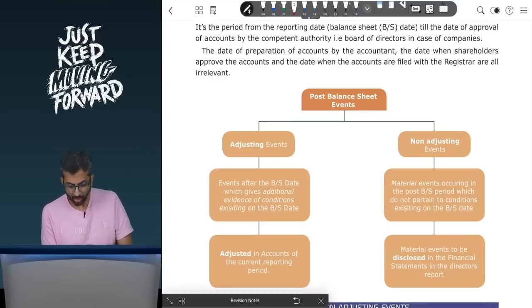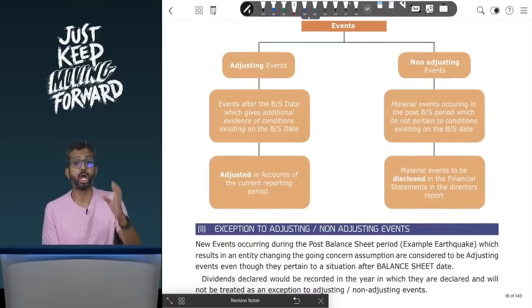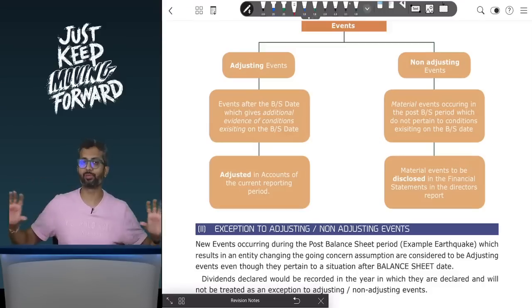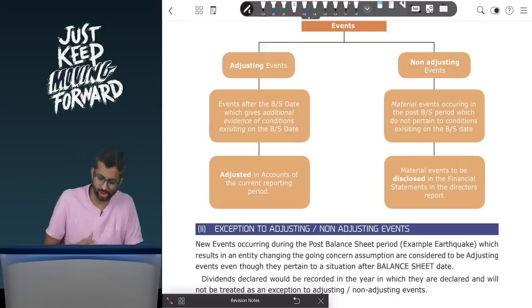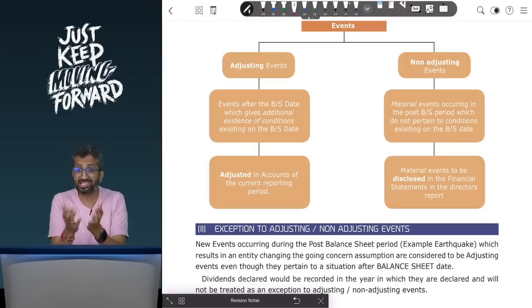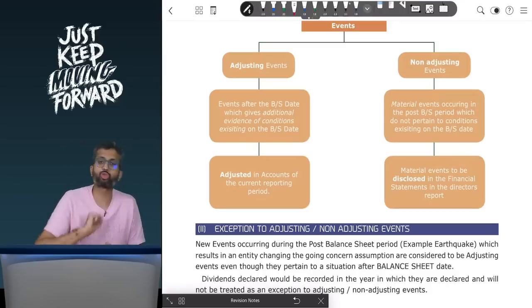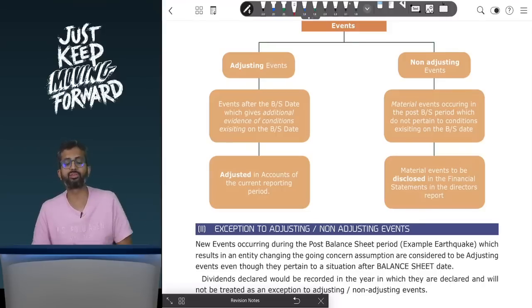Adjusting event. What do you mean by adjusting events? These are events which happen in the post balance sheet period but give you additional information of a condition existing on the balance sheet date. Things like frauds, errors getting detected in the process of audit during finalization are also adjusting because they pertain to conditions existing on the balance sheet date.